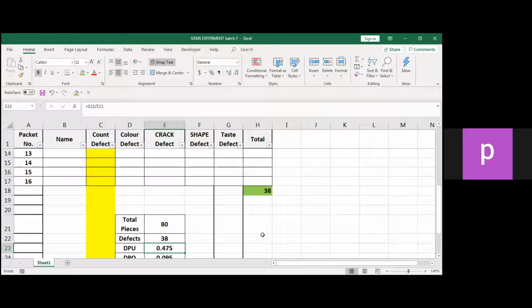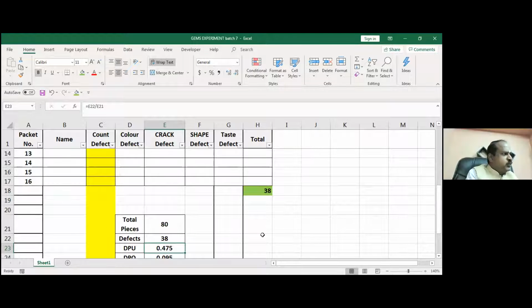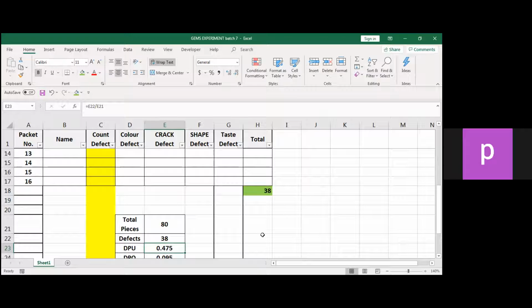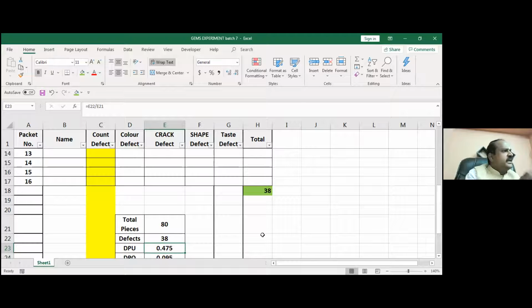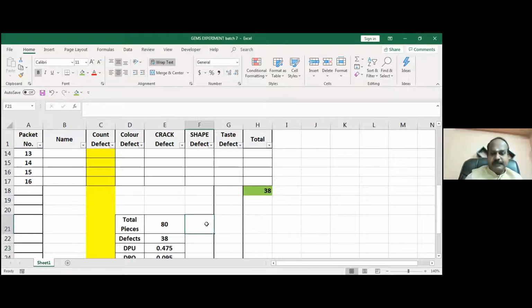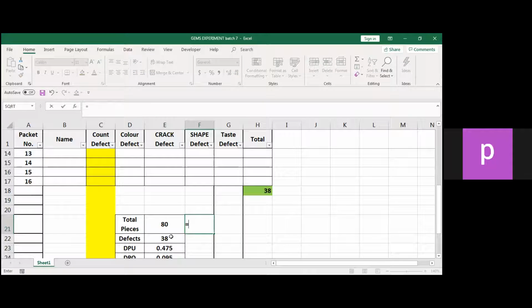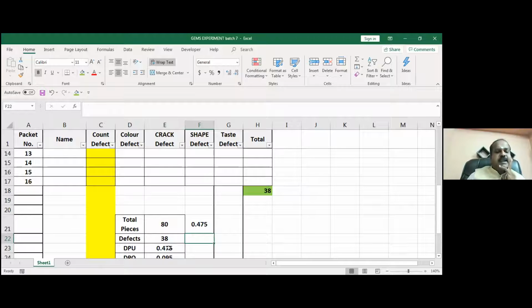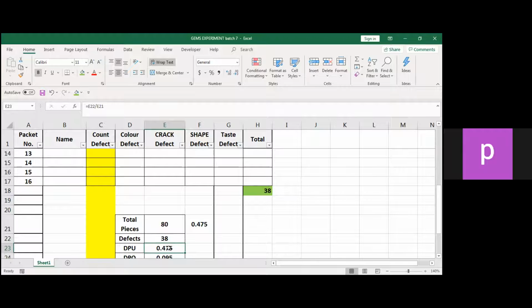Now it is telling me DPU. You know what is DPU? Defects per unit. 80 pieces had 38 defects. Then what is the number of defects per piece? 38 divided by 80. See here, equal to 38 divided by 80. It is giving 0.475. What is 0.475? Defects per unit.